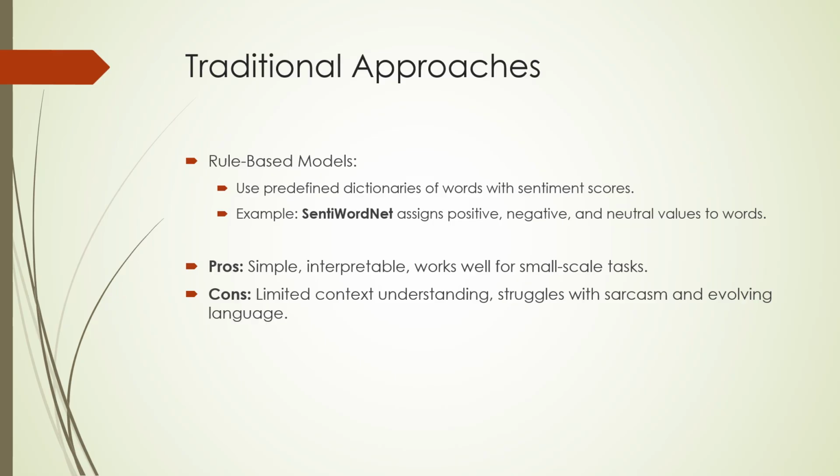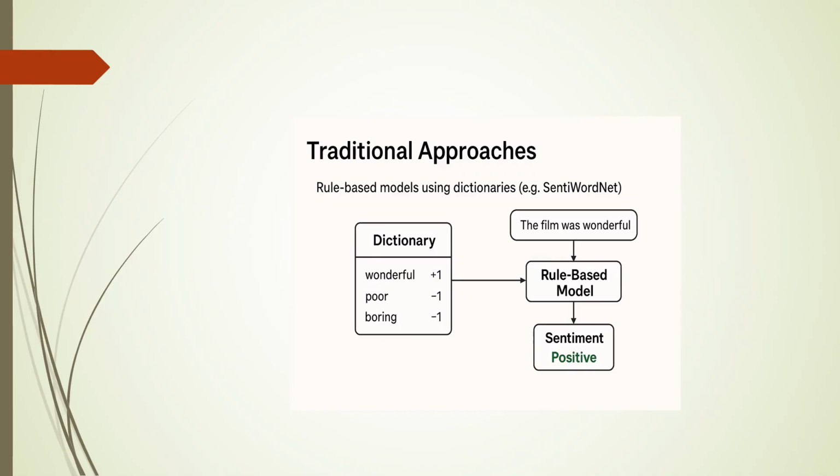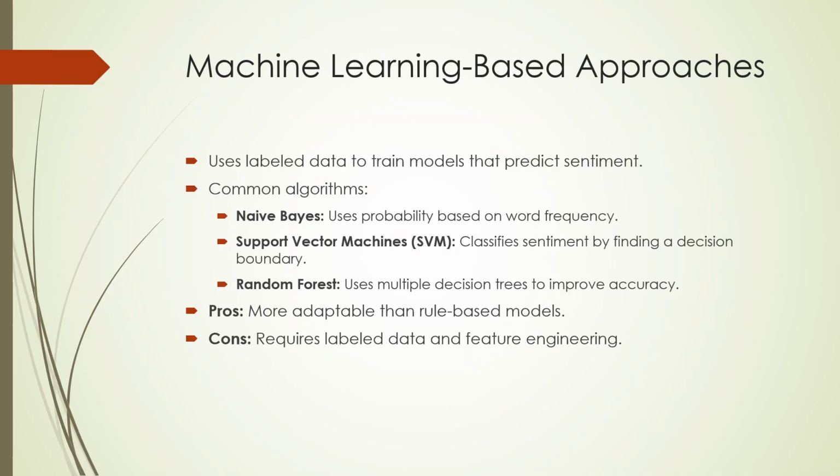So coming to the advantages, or pros and cons of this: it is simple and easy to implement and interpret. No need for labeled training data, and also a transparent decision making process. Suitable for small data sets and specific use cases. Fast execution due to simple rule matching. And coming to disadvantages: it cannot capture context, sarcasm, or complex sentence structures, and fails to detect slang, idioms, and domain specific terms.